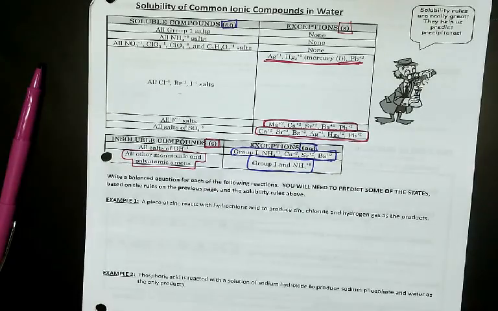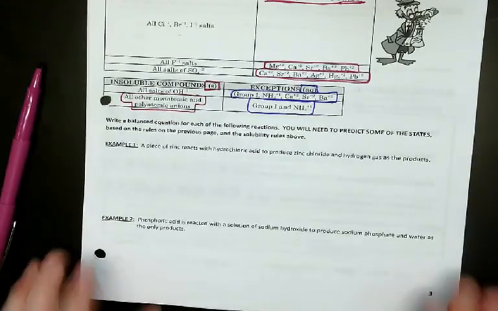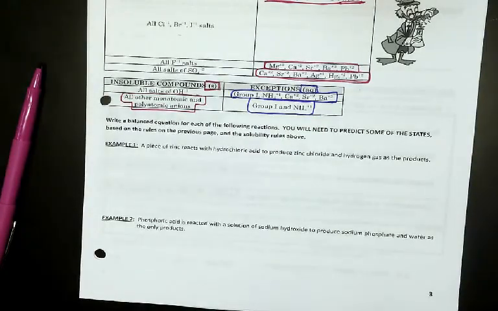It says write a balanced equation for each of the following reactions. You will need to predict some of the states based on the rules on the previous page. So, some of them may not say solid. But if it's not in water or if it's an element by itself, use your periodic table. And we'll have to use the solubility rules above. First step, look at it.